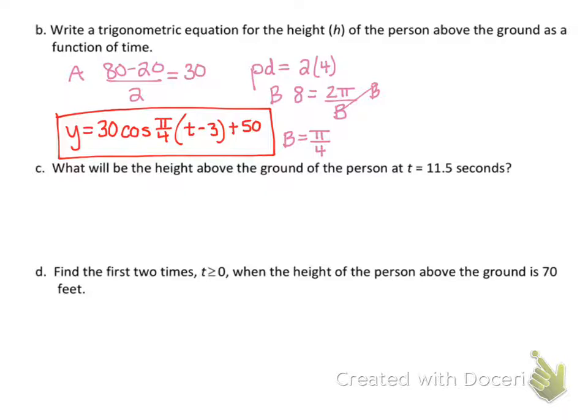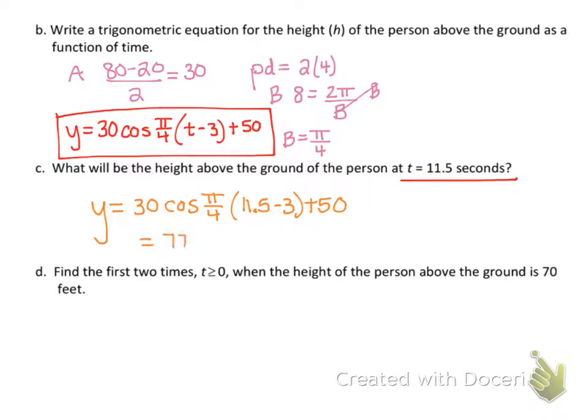So using this equation, what will be the height above the ground of the person at 11.5 seconds? Well, 11.5 seconds is t, so that's where we're going to plug it in. Y equals 30 cosine pi over 4 times (11.5 minus 3) plus 50. When you get this, you get 77.7 feet. Now, make sure you're in radian mode to be able to get this answer.